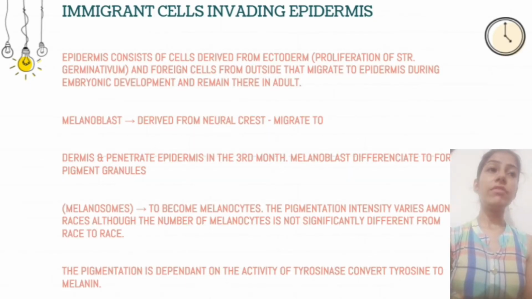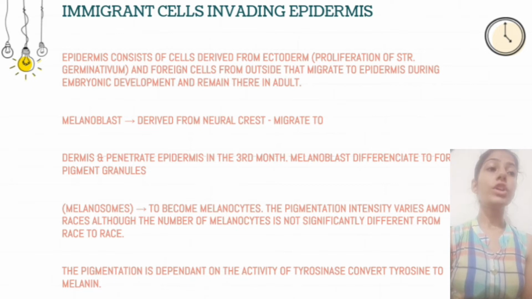Emigrant cells invading the epidermis. The epidermis consists of cells derived from ectoderm, from proliferation of the stratum germinativum, and foreign cells from outside that migrate to the epidermis during embryonic development and remain there in the adult.